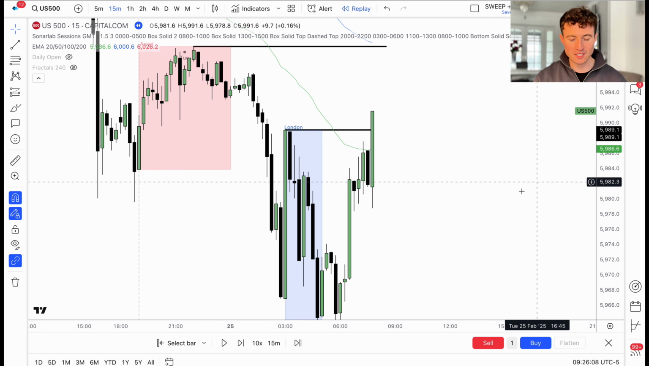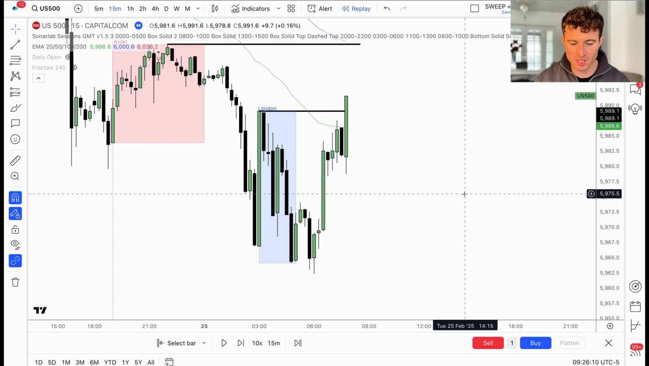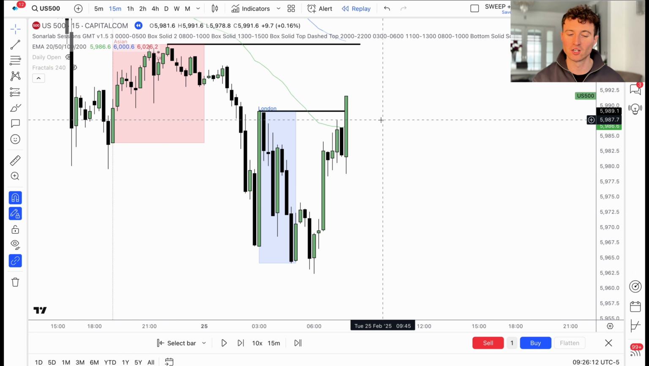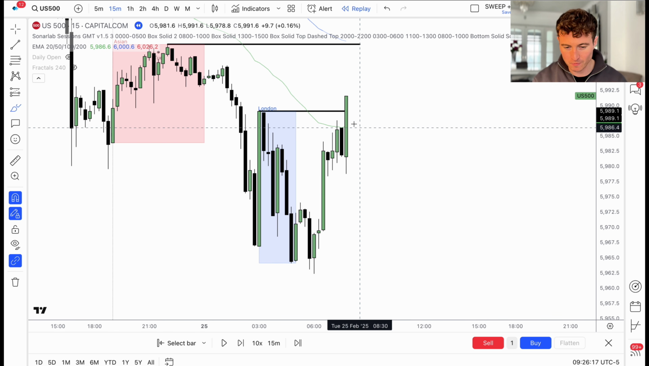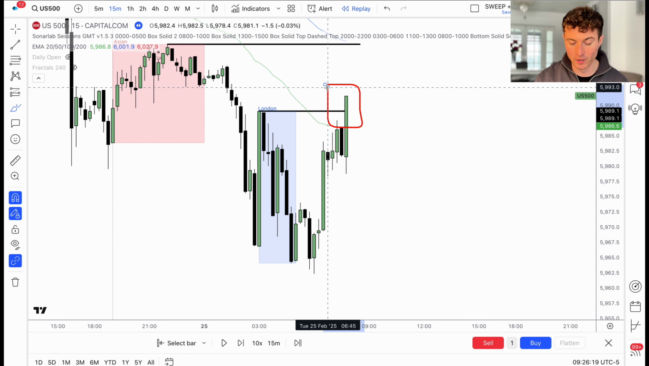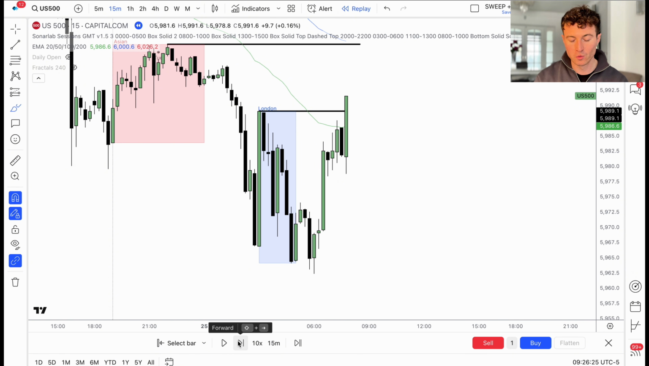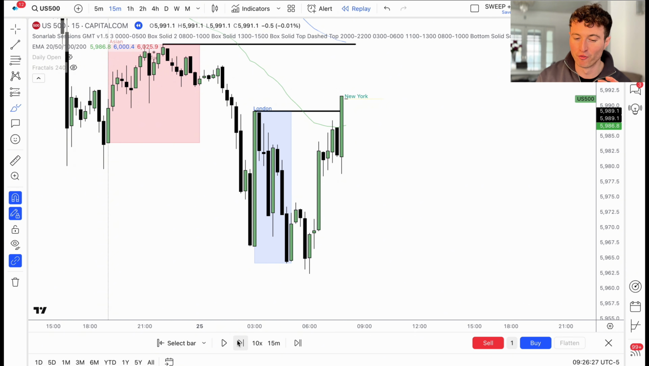Okay, so an ICT power of 3 is simply when we sweep session-based liquidity. So you can see right here during the pre-New York session, we're sweeping the buy-side liquidity above the London session. So this is an ICT power of 3. We're simply waiting for a bearish confirmation.